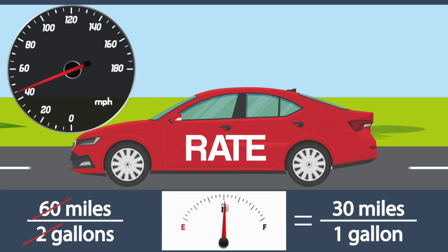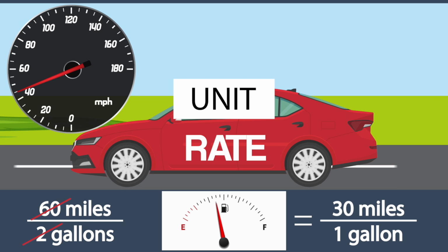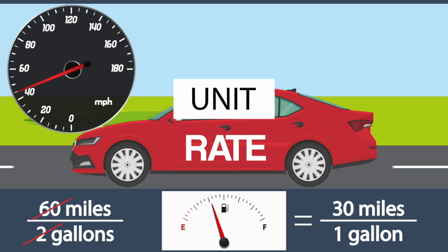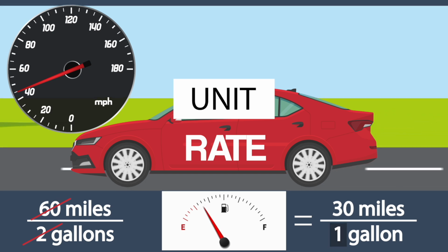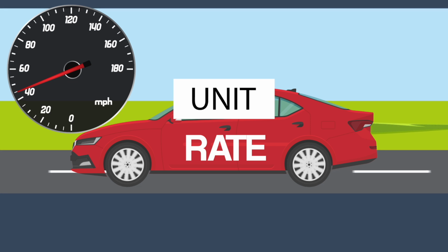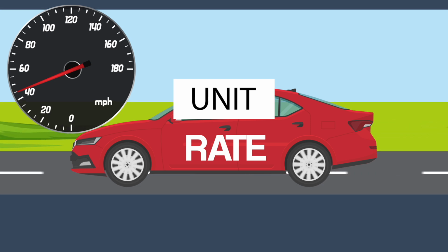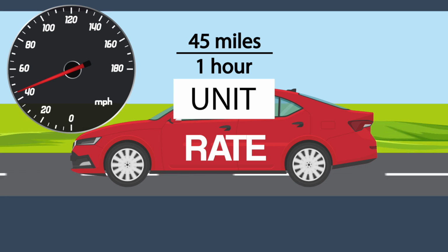This is known as a unit rate. A unit rate is a rate that makes a comparison to one unit. In this case, we are comparing to 1 gallon. We can also think of the car's speed as a unit rate. The car is traveling 45 miles per 1 hour.